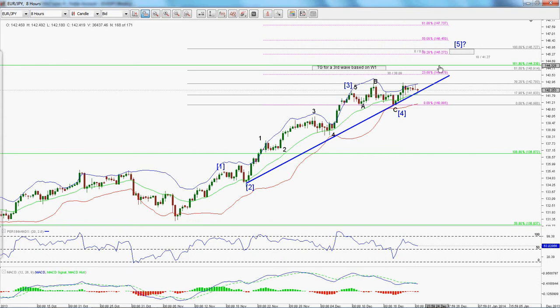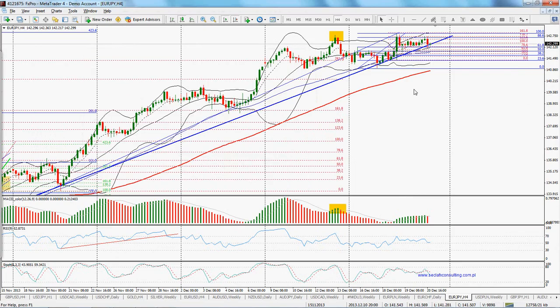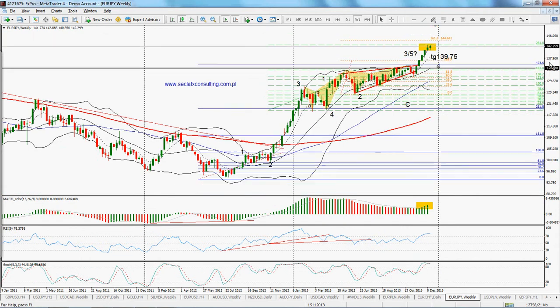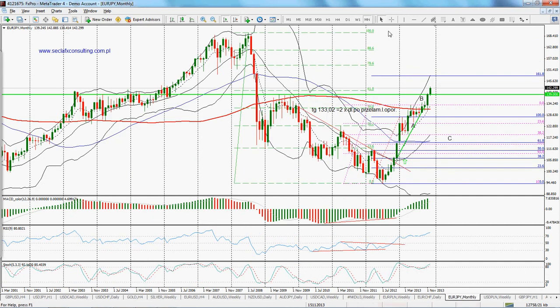Okay, I'm back to Forex Pro MetaTrader. Why I think that the market may still try to reach those levels to the upside, because the monthly candle, this is very strong at the moment, yeah, and the previous one was very strong as well.